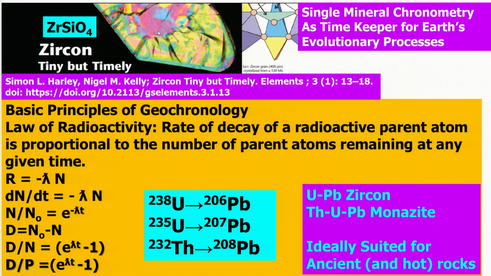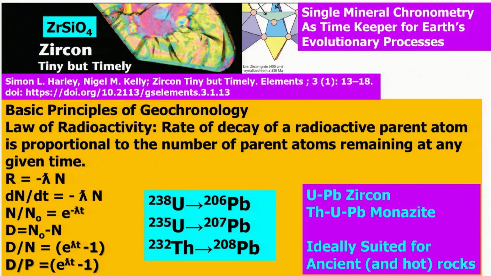Now, Simon Harley and Nigel Kelly published a paper in Elements, and they gave a very nice heading: "Zircon: tiny, but timely." What is important here is that these are very tiny crystals in the rocks where they occur. They are around 100 to 150 microns long, and even in that small volume in which they occur, they have an exceptional memory of the time when they formed in rocks.